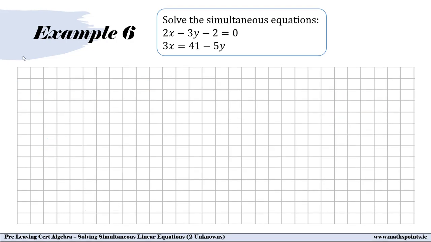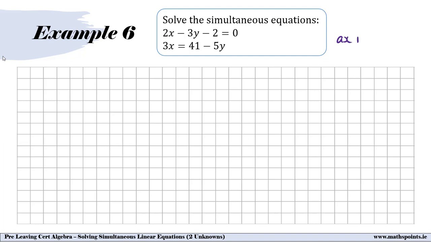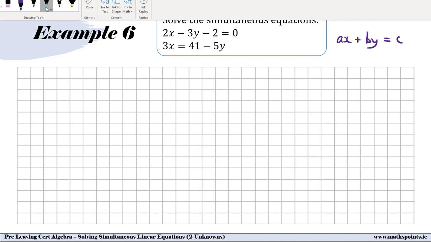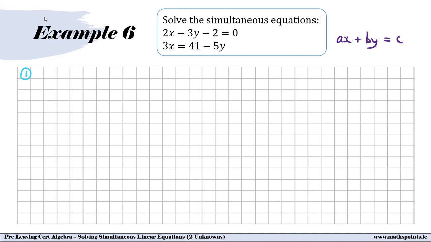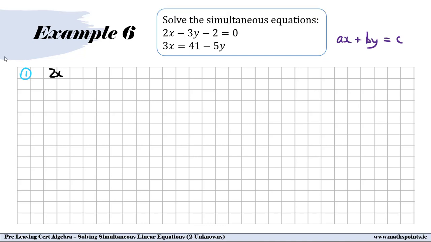So example 6 is the first example of two equations that are in the incorrect order. So both equations are not at the minute in the order ax plus by equals c. And so we're going to initially spend some time manipulating each equation so that they're in that correct format. So equation 1, first of all, we have 2x minus 3y minus 2 equals 0. And we can see that the minus 2, the number term, is on the wrong side of the equal sign. So all we're going to do is add a 2 to both sides of this equation.